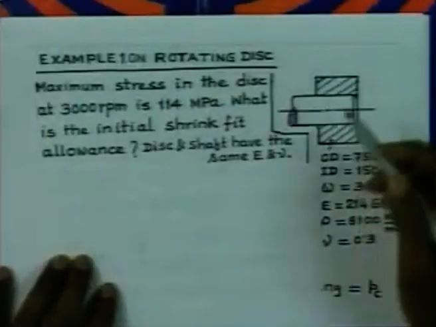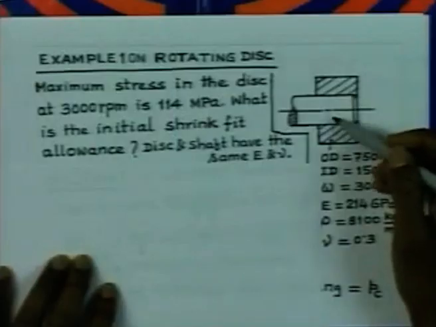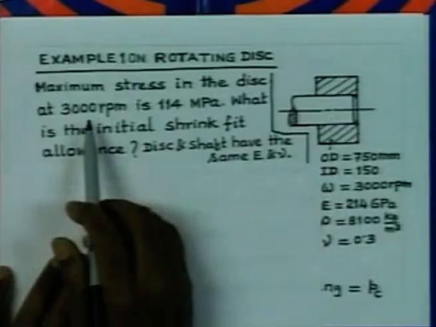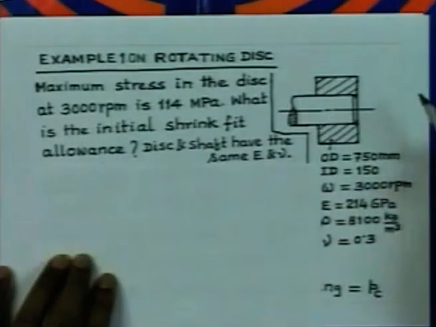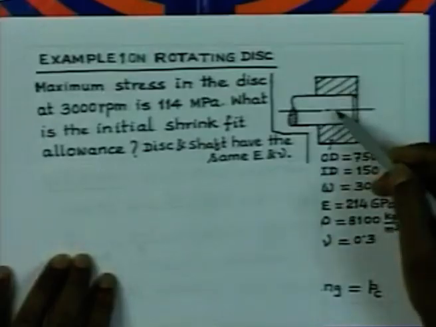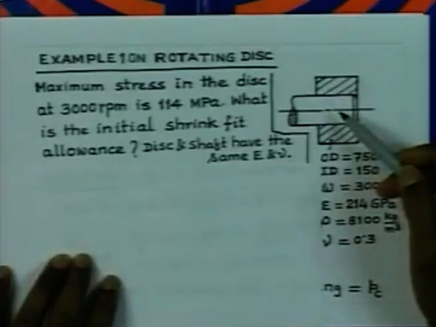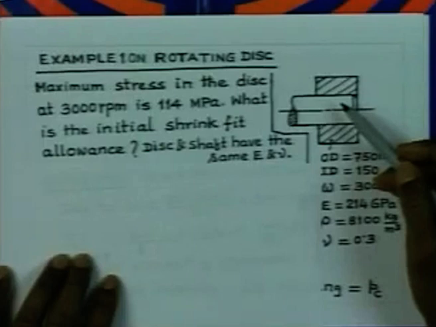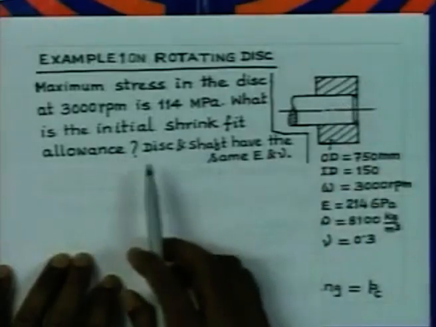Now we will consider examples on rotating disk. One problem is given like this: one hub and shaft assembly, or disk mounted on a shaft, is rotating at 3000 rpm, and the maximum stress in the disk is 114 megapascal. So, the problem is to find out what is the initial shrink fit allowance.